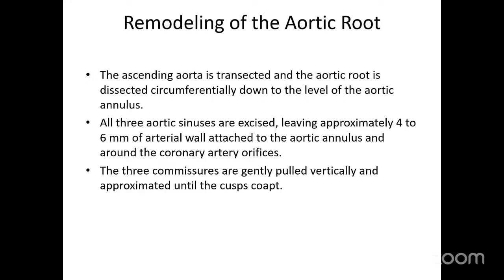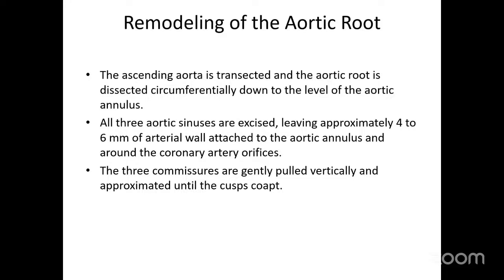The ascending aorta is transected, and the aortic root is dissected circumferentially down to the level of the aortic annulus. All three aortic sinuses are excised, leaving approximately 4 to 6 millimeters of arterial wall attached to the aortic annulus and around the coronary artery orifices.